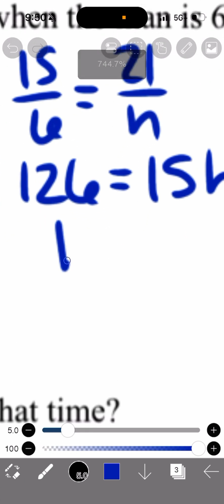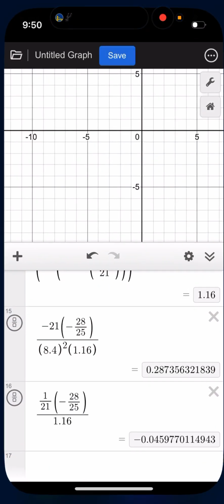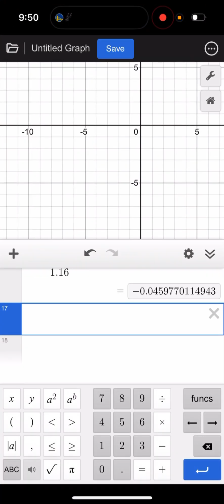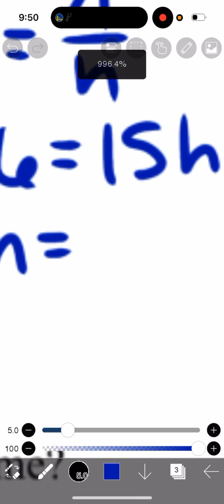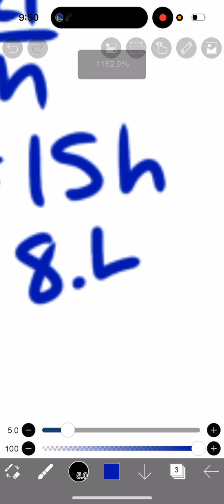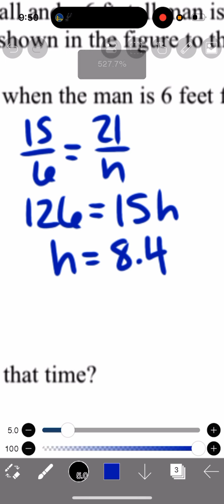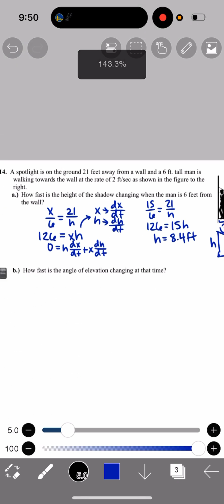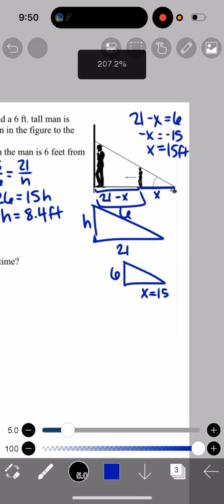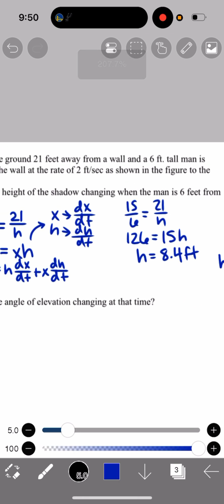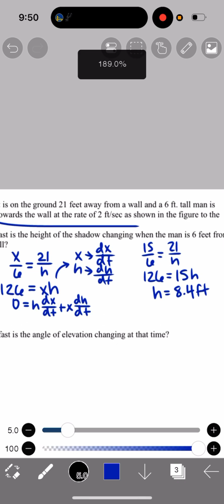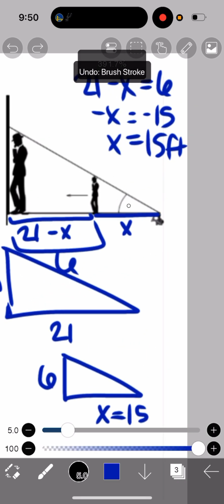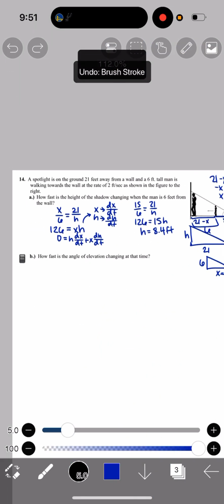126 divided by 15. I'm going to plug that in real quick. Ignore all that. 126 divided by 15 is equal to 8.4 feet. So now we know h, we know x, and we already knew dx over dt because it tells us here that the 6-foot tall man is walking towards the wall at a rate of 2 feet per second. So this right here is increasing at a rate of 2 feet per second as he's walking across the wall.